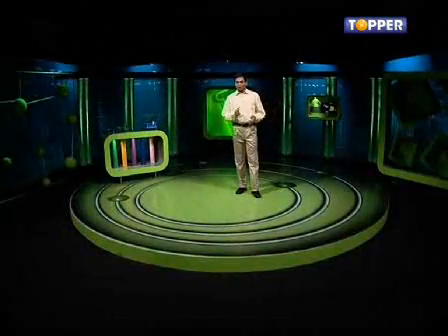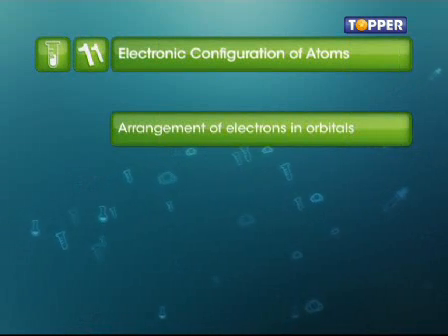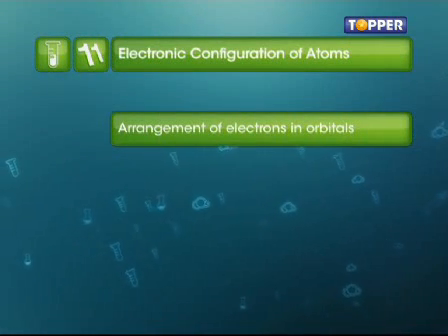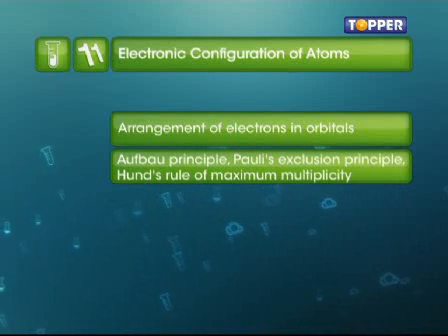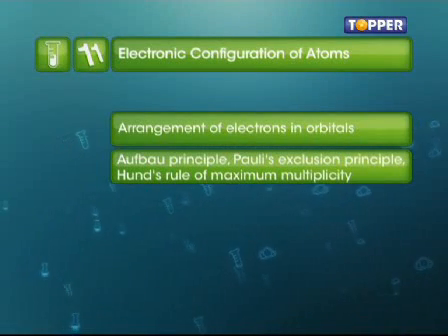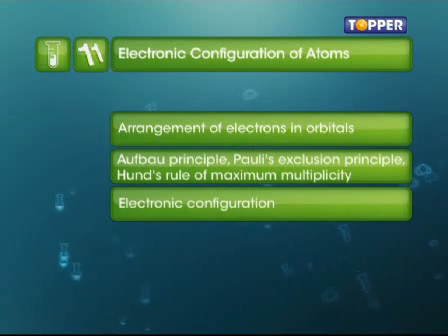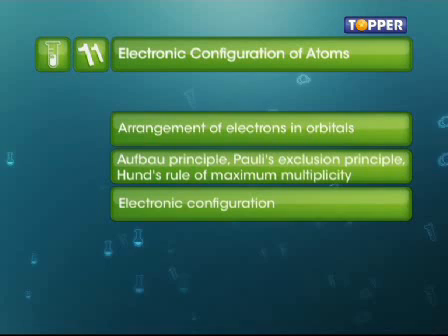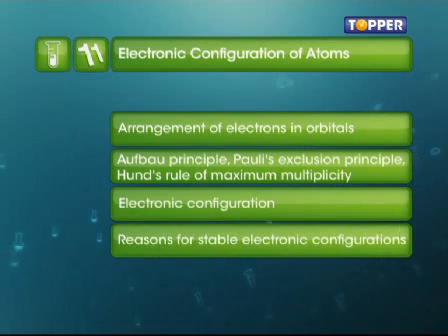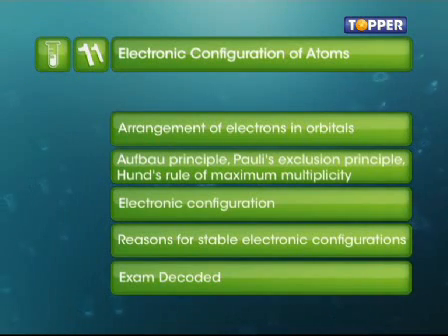Welcome to our show on electronic configurations. Today, we will learn how electrons are arranged in an atom according to rules like the Aufbau principle, Pauli's exclusion principle, and Hund's rule. We'll also learn how to write the electronic configuration of various atoms and discuss the reasons for their stability. And finally, we'll take an in-depth look at probable exam questions.